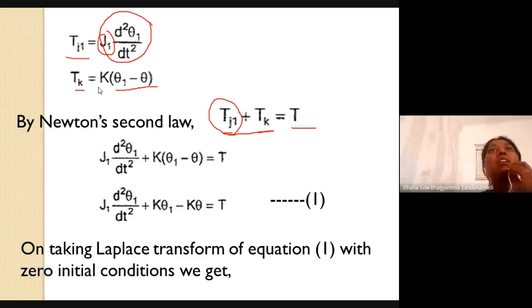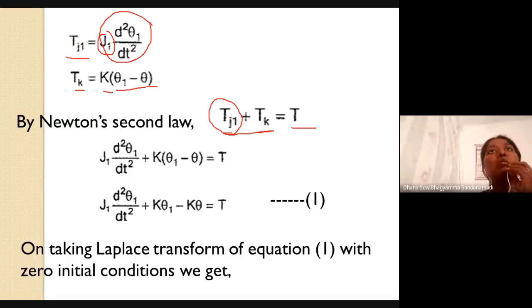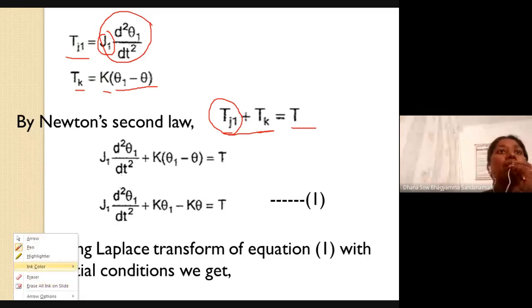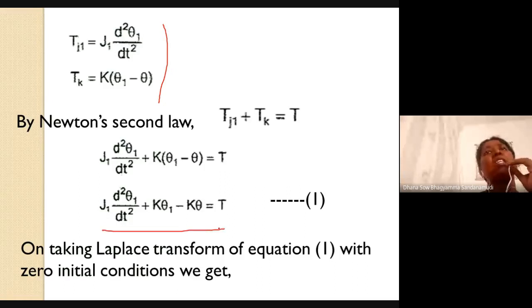Okay. So if you remove proportionality, replace it by some constant K. So Tk is equal to K into theta 1 minus theta. Okay. That's it. So you know these equations, you can easily write it down, substitute these values, and you will get a differential equation. So this is the differential equation which governs the behavior of the body, the rotational behavior of the body at node 1. Okay, so now take the Laplace transform of this.